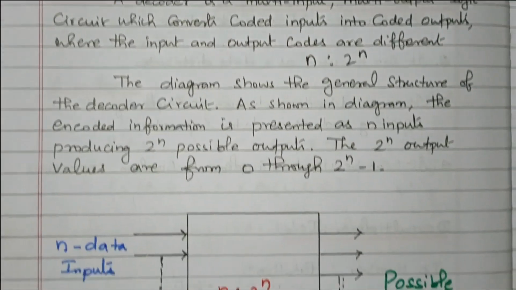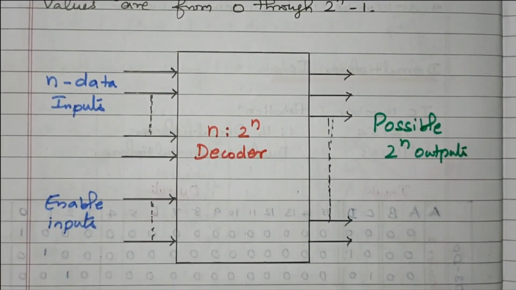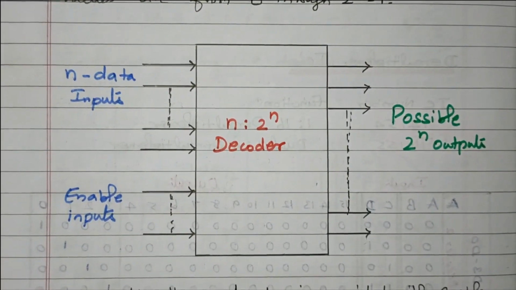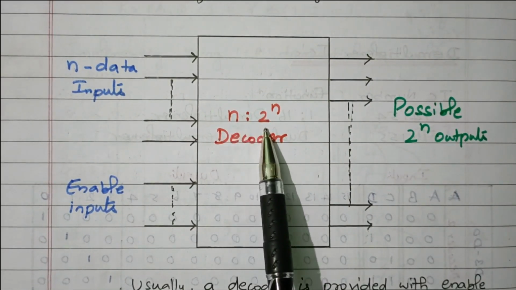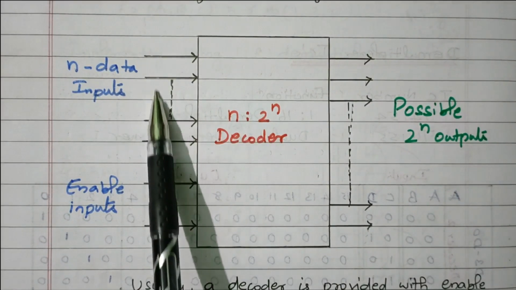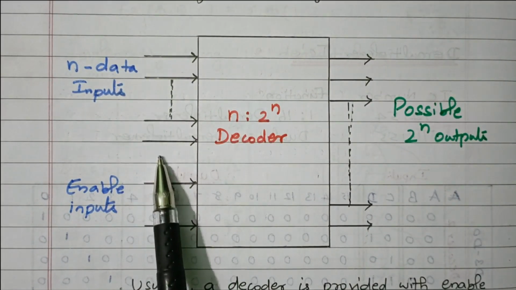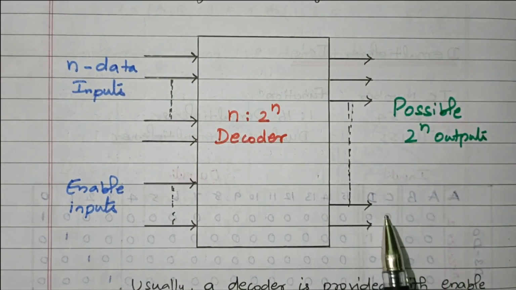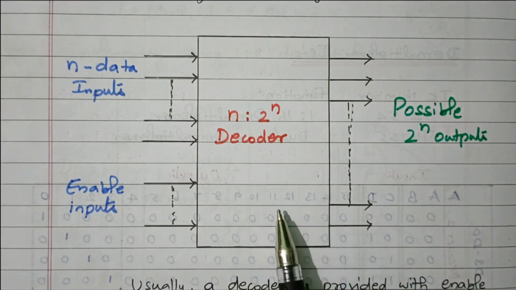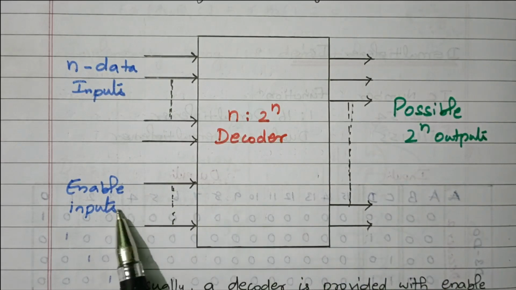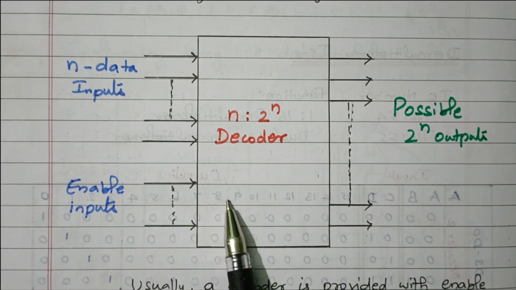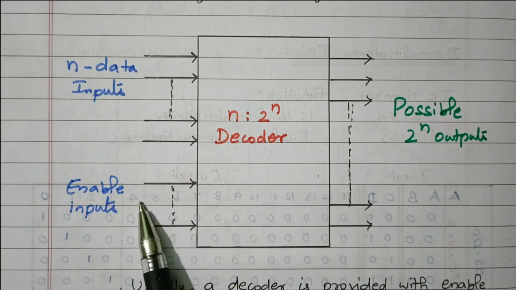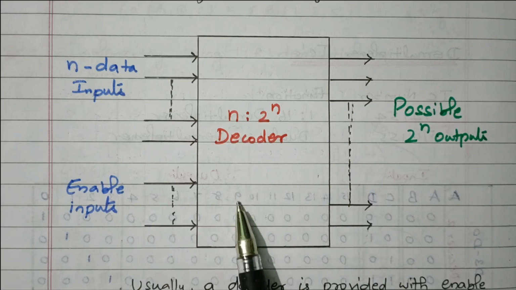Now we will see the block diagram of how we are producing the output. So this is the decoder, n inputs, 2 to the power n outputs. These are the n possible inputs, and these are the 2 to the power n possible outputs. In order to enable or disable the decoder, an enable input is available. If the enable input is given, then only the decoder will produce the output. If the enable input is 0, the decoder is disabled. Now we will see one example.